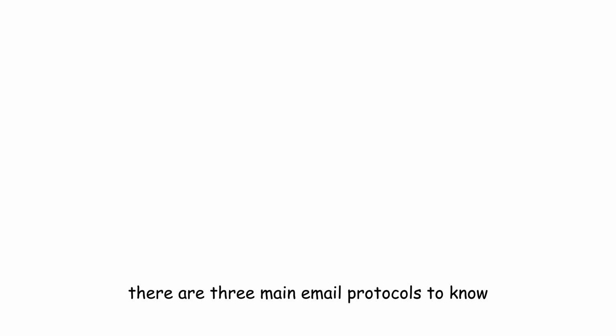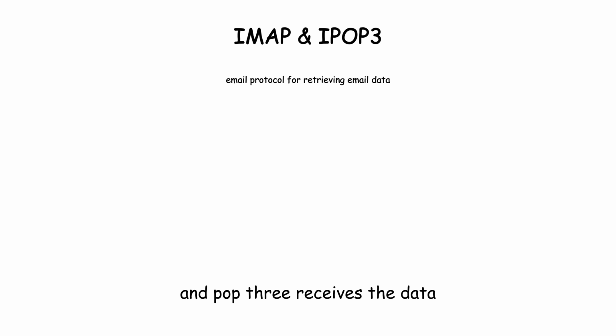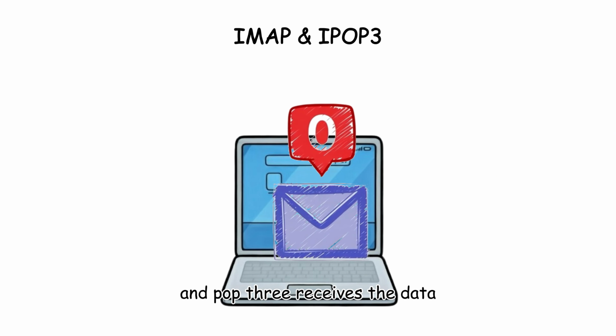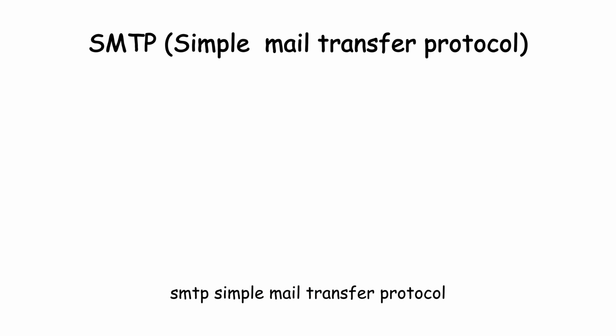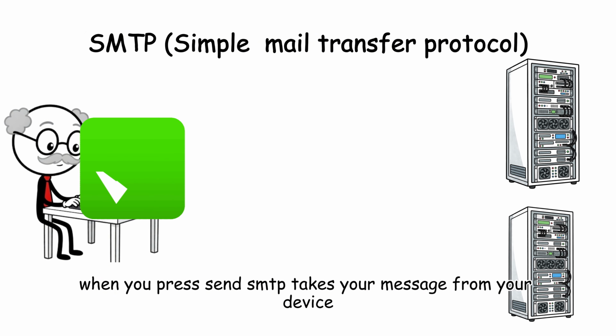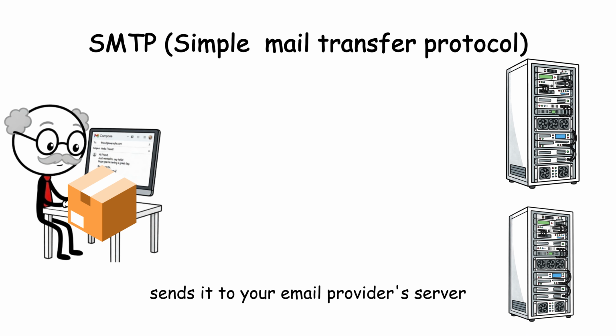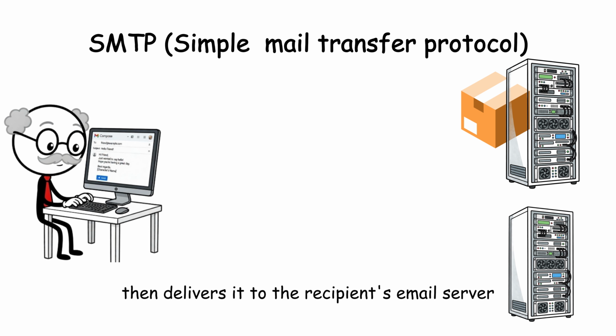There are three main email protocols to know. SMTP sends data. IMAP and POP3 receive the data. SMTP, Simple Mail Transfer Protocol, is responsible for sending email. When you press send, SMTP takes your message from your device, sends it to your email provider's server, then delivers it to the recipient's email server.